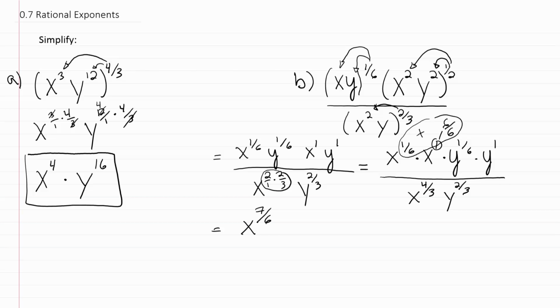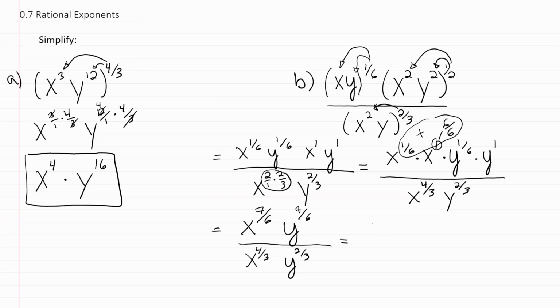All right, good. And then from there, you've combined the x's. We'll do the same with the y's. When multiplying common bases, you keep the base and you add the exponents. And once again, 1/6 plus 1 is going to give you 7/6. And then in the denominator, we will have just x to the 4/3, y to the 2/3.